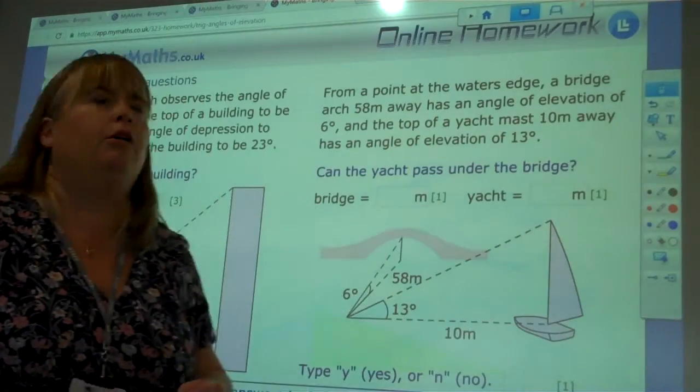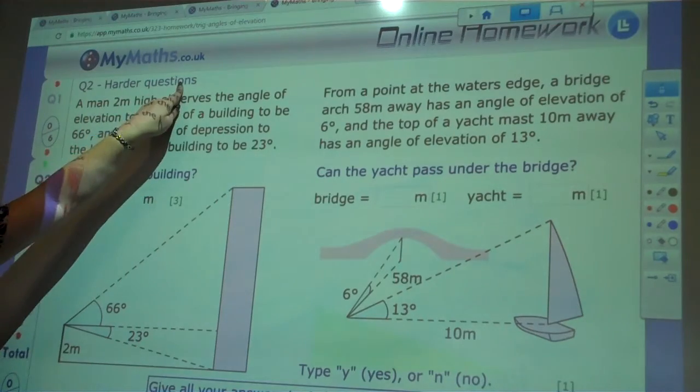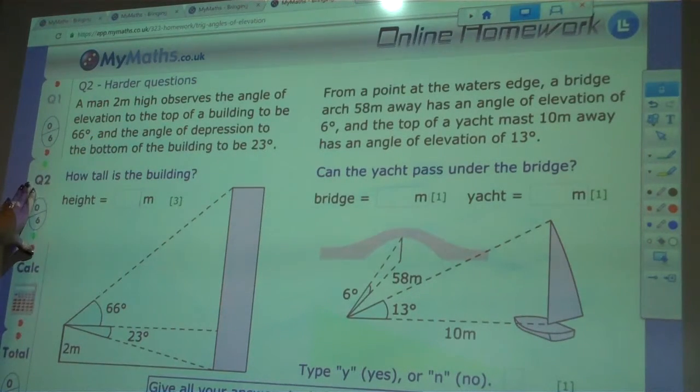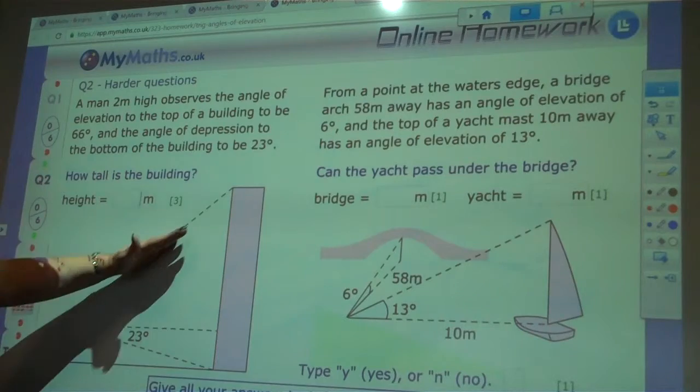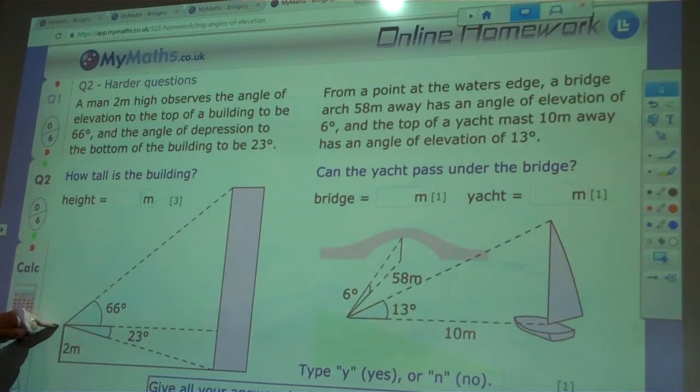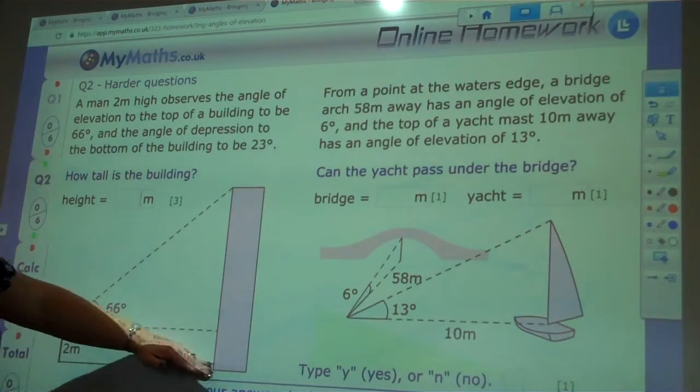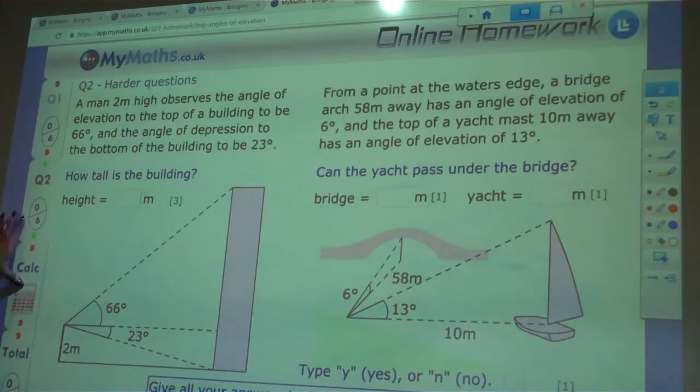Okay, so these are, I love this, harder questions. Okay, a man 2 metres high. So the man is stood up this time, he's not lying down. He's stood up and he's 2 metres high. He observes the angle of elevation to the top of a building to be 66 degrees. And from where he's standing here, he can see the angle of depression to be 23 degrees. Okay? So, how tall is the building?